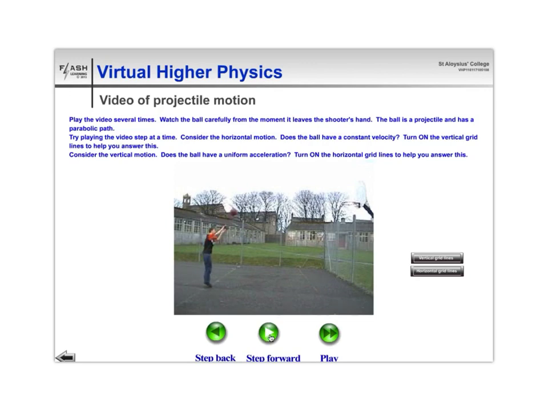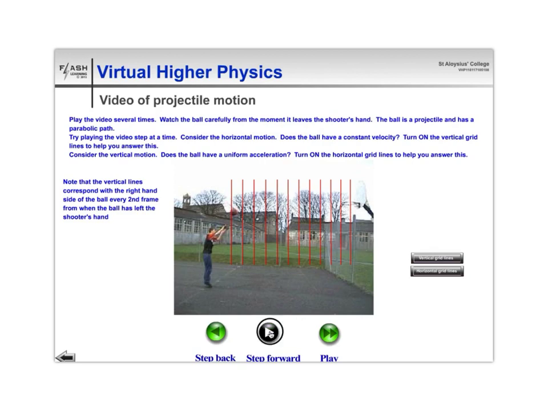And if we look at it a frame or so at a time and put in some vertical grid lines, what we can see is every 2 frames we've put in a line to show the position of the left hand side of the ball. And what we see is that it moves the same horizontal distance in that same time frame. So we see the constant horizontal speed.